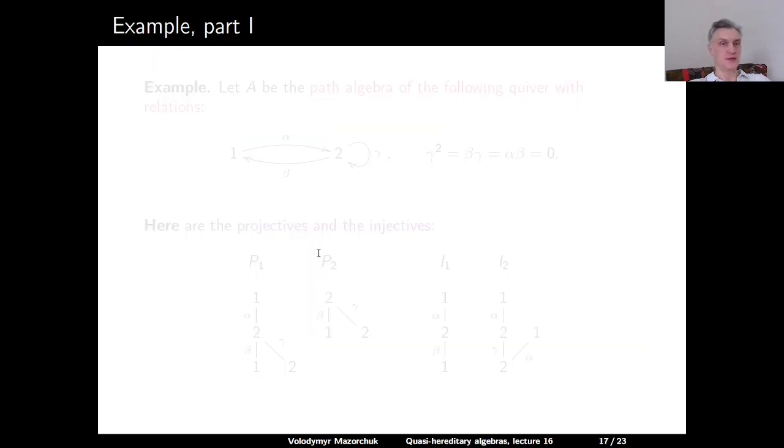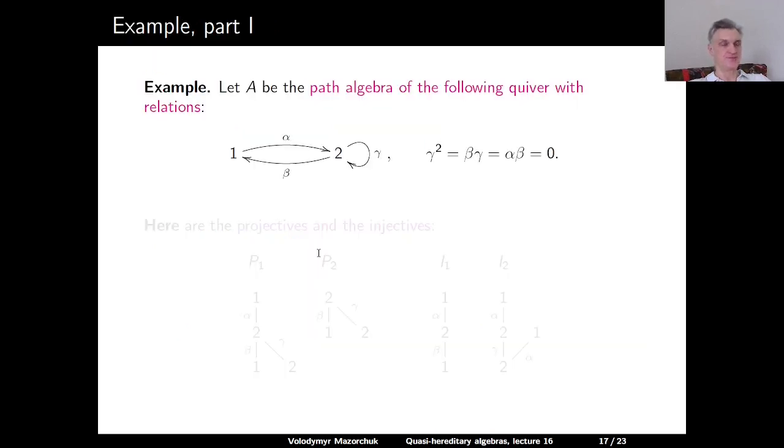Let us consider one example in detail. Let A be the path algebra of the following quiver with relations. We have two vertices 1 and 2, an arrow alpha from 1 to 2, an arrow beta from 2 to 1, and the loop gamma at 2. And the relations are gamma squared equals beta gamma equals alpha beta equals 0.